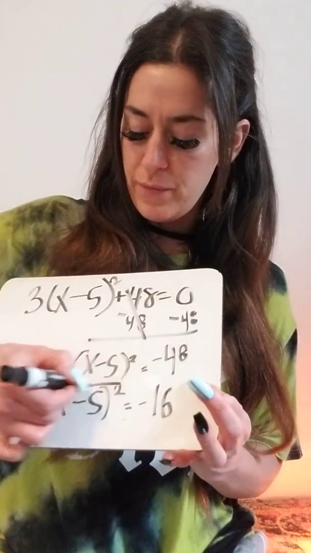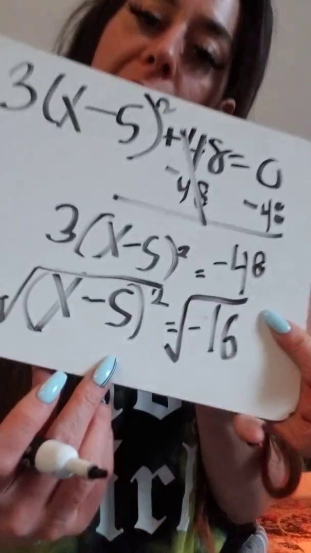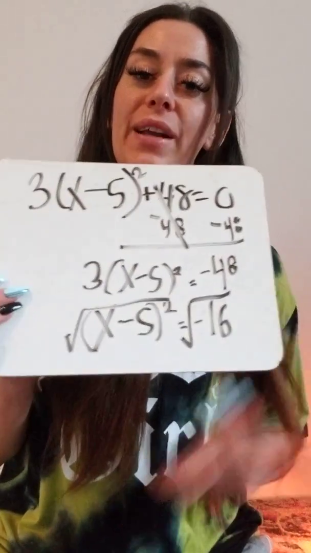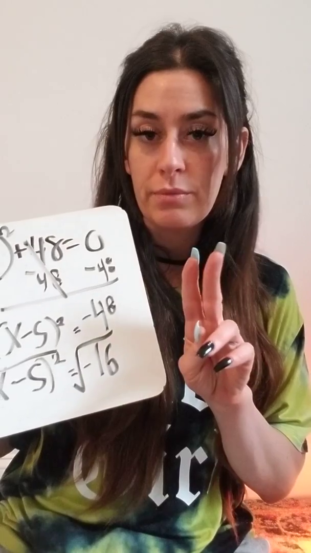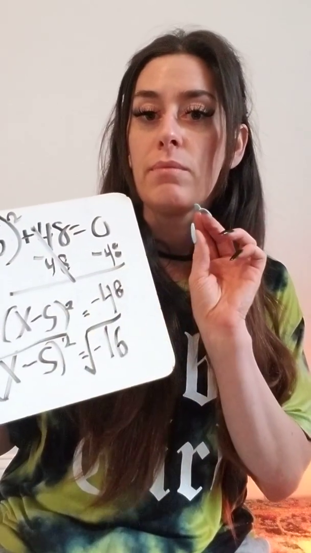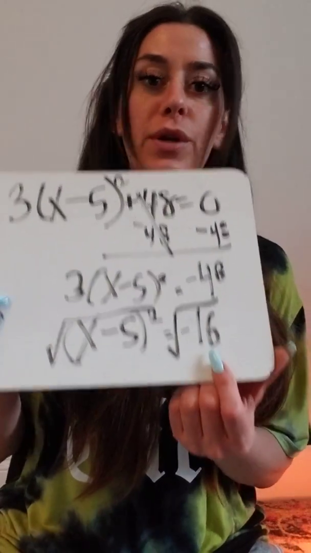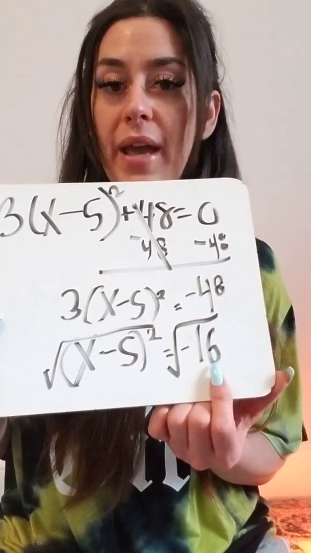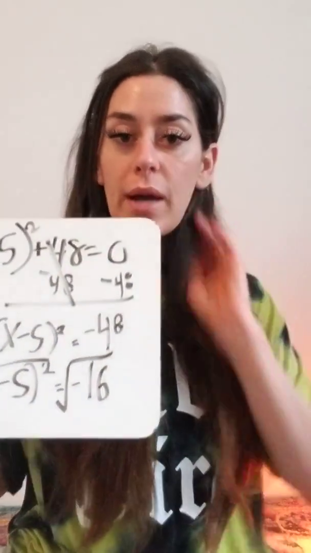Cool. Let's take the square root. Here, the square root of (x - 5) squared is just x minus 5. Here, the square root of negative 16. Square root means you're looking for 2 numbers, they have to be the same number, multiplied, that give you this number. So can you think of a number multiplied by itself that would equal negative 16? No, it's not possible.